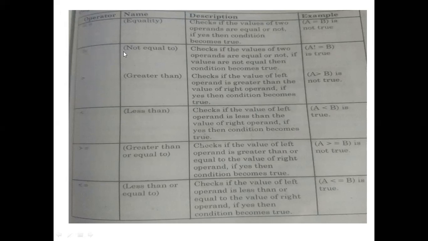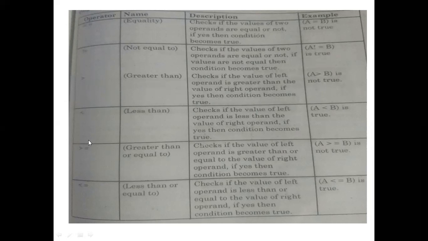Next is your not equal to operator. It checks if the value of two operands are equal or not. If values are not equal, then condition becomes true. So a is not equal to b, it is true. Value of a is 10 and value of b is 15. So a is not equal to b. So that's why it returns true. Next is greater than operator. So it will check whether the first operand is greater than b or not. So the value of a is 10, value of b is 15. So it is not true. So that's why it will give you false.